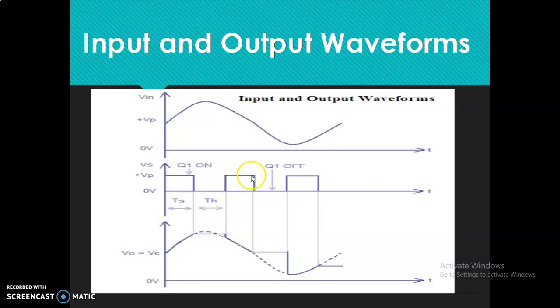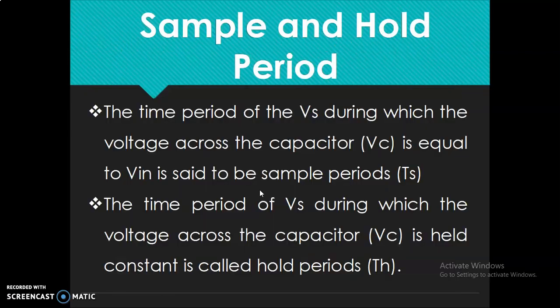Further, when MOSFET is again on, it will follow the input exactly. When it gets off, it will hold in this way. Further, this procedure will continue, and this way the sample and hold circuit operates.